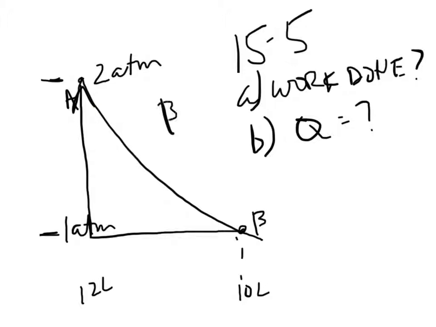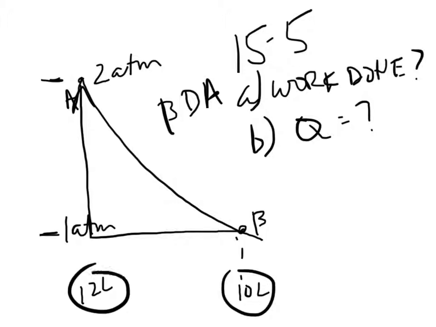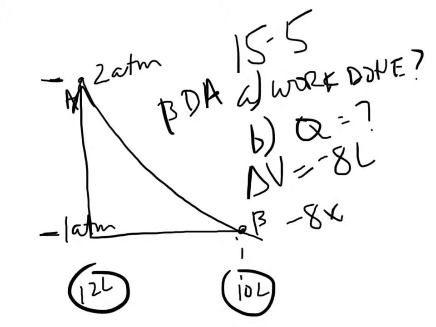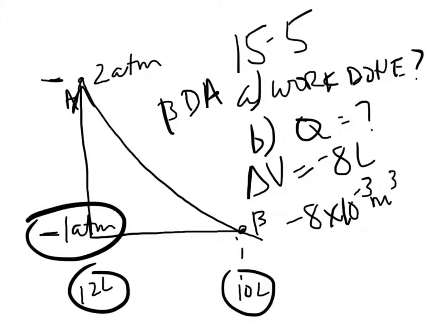In this question, since they just ask us about the work done between B, D, and A, what we can say is that we know we lost 8 liters worth of volume, so delta V is negative 8 liters, or negative 8 times 10 to the minus 3 cubic meters, to keep it metric. And that happened at 1 atmosphere pressure, around 101.3 kilopascals.